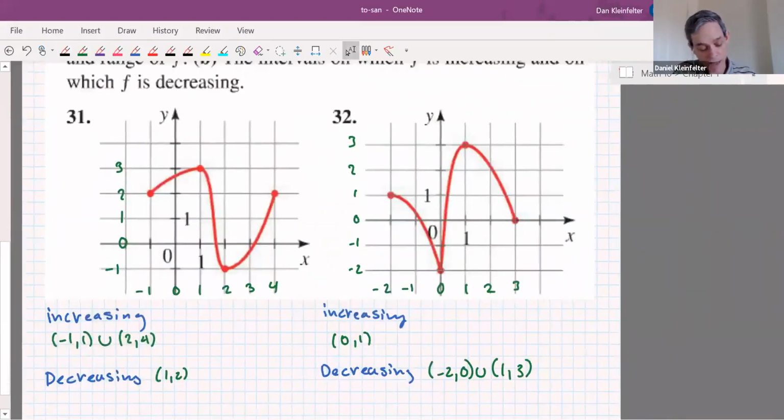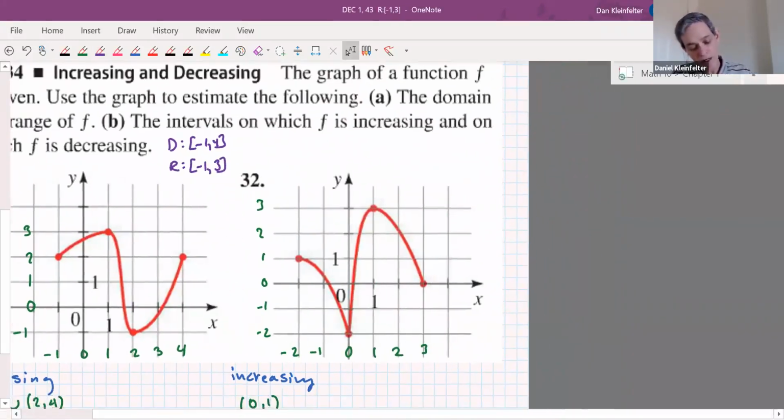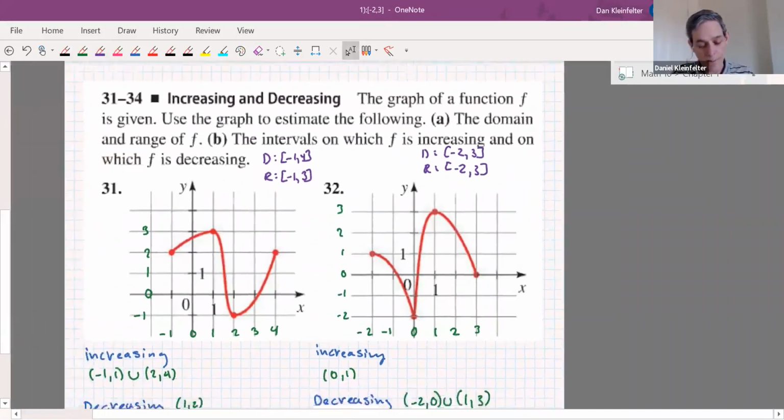All right, so I had done the increasing and decreasing already. I should give the domain and range though, because that was part of the directions. So the domain is the x's, so that will be -1 to 4. For the first one, the range is -1 to 3. And then for the second one, number 32 here, the domain is -2 to 3. And then the range is -2 to 3 also. That's interesting.